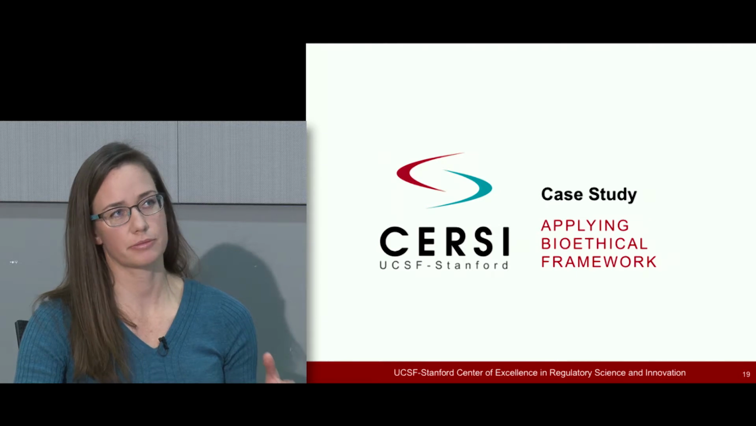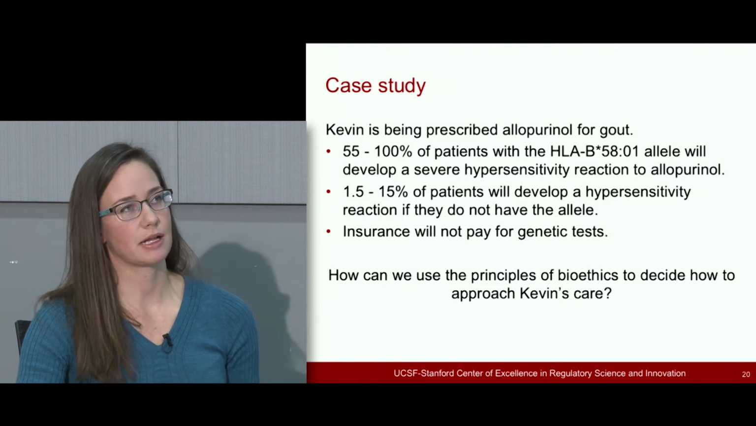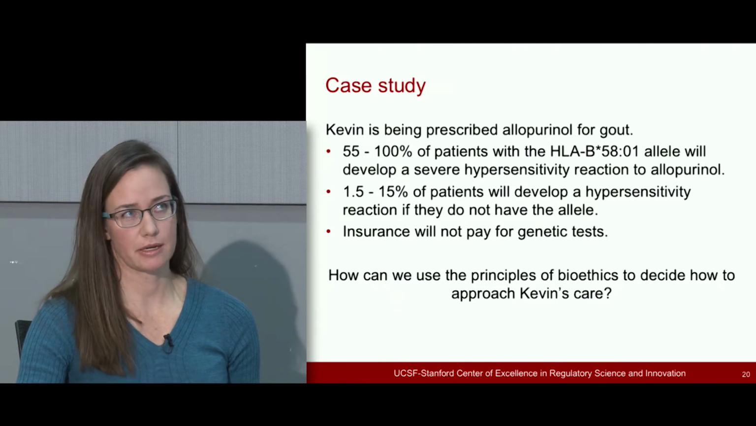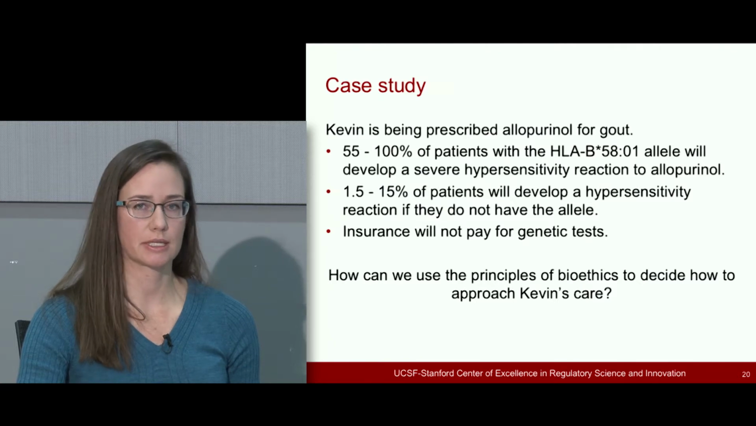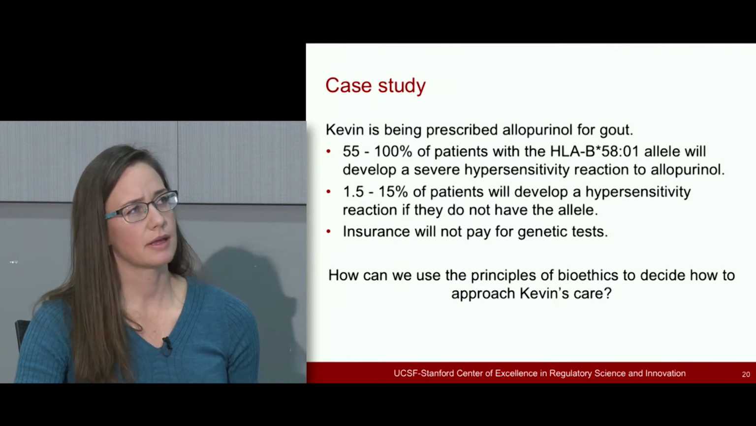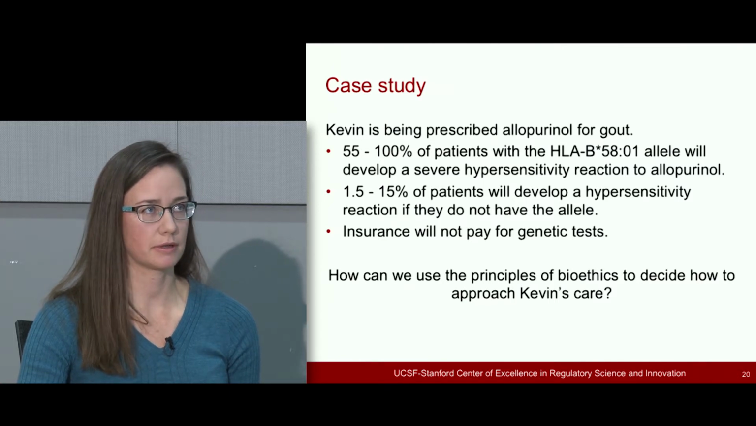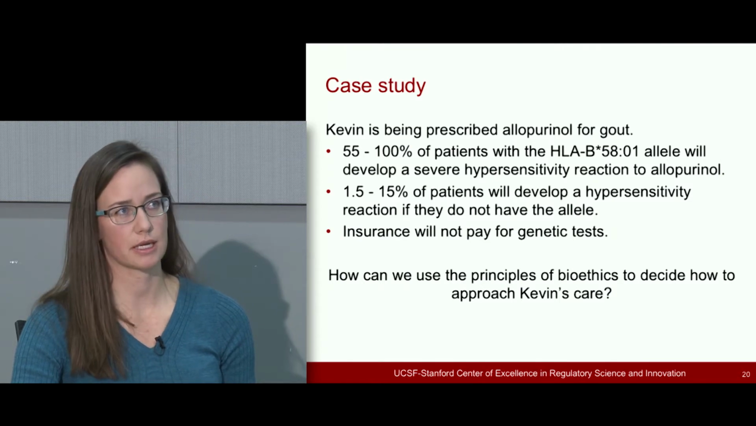So what's an example of how we can apply this framework in a specific instance? We'll look at a very simple clinical case where we have our patient Kevin who's being prescribed allopurinol for gout. Now, if you remember from previous lessons, 55 to 100% of patients with the HLA-B*58:01 allele will develop a severe hypersensitivity reaction to allopurinol. If patients don't have that allele, then they only have a 1.5 to 15% risk of developing hypersensitivity reaction. An important consideration in Kevin's case is that insurance will not pay for the genetic tests.